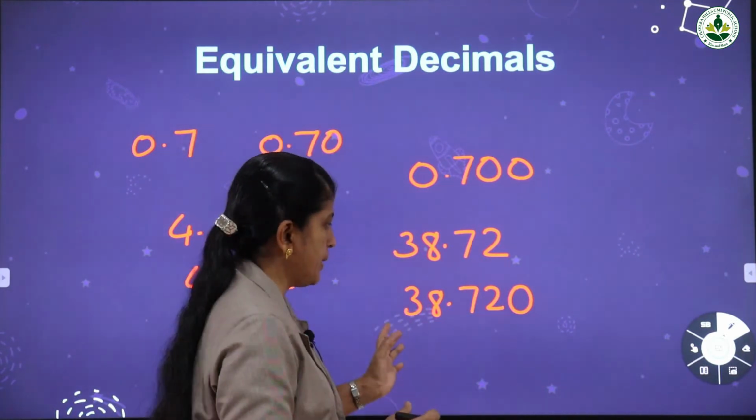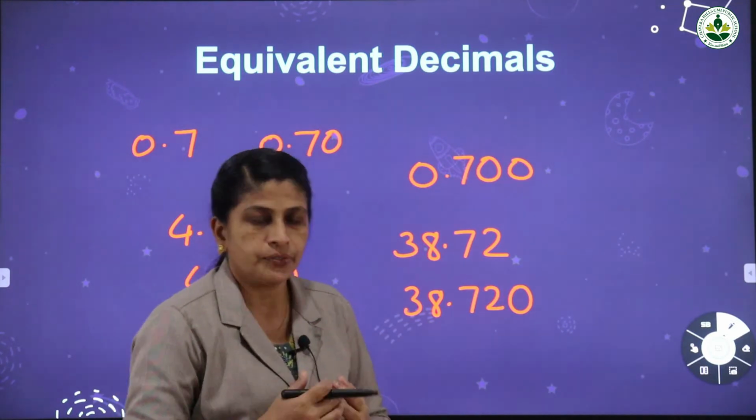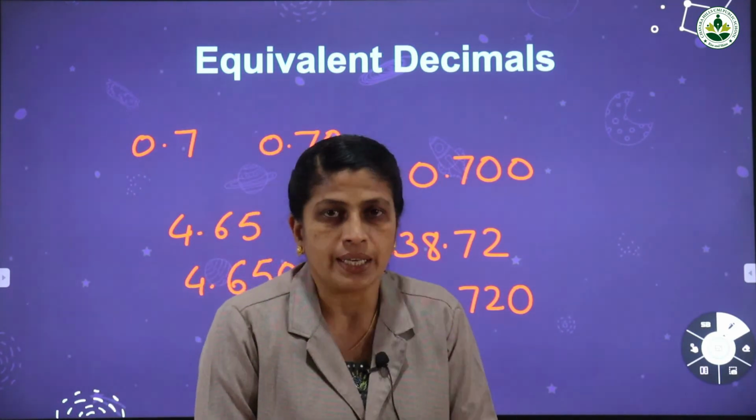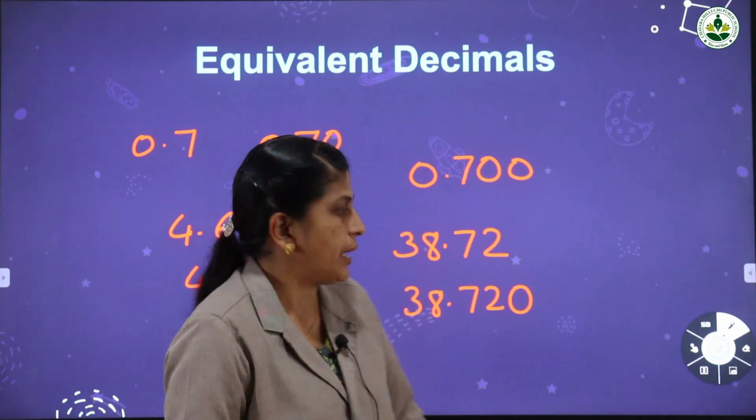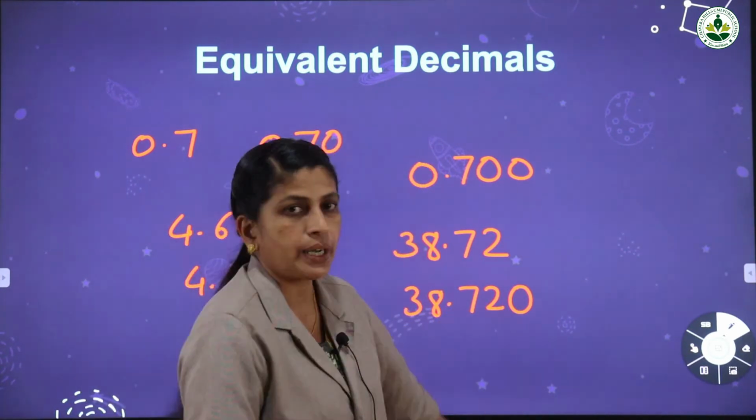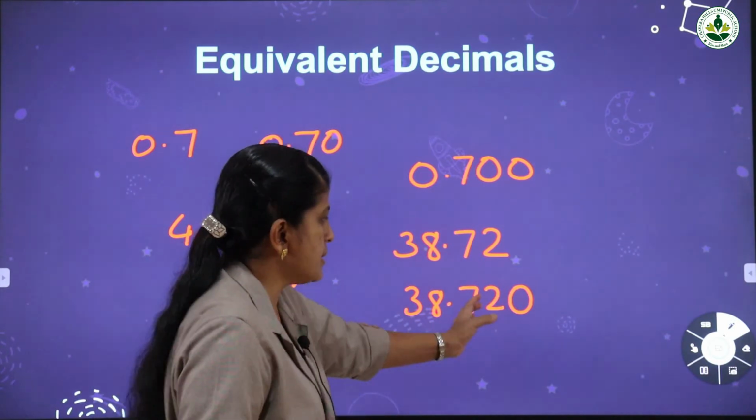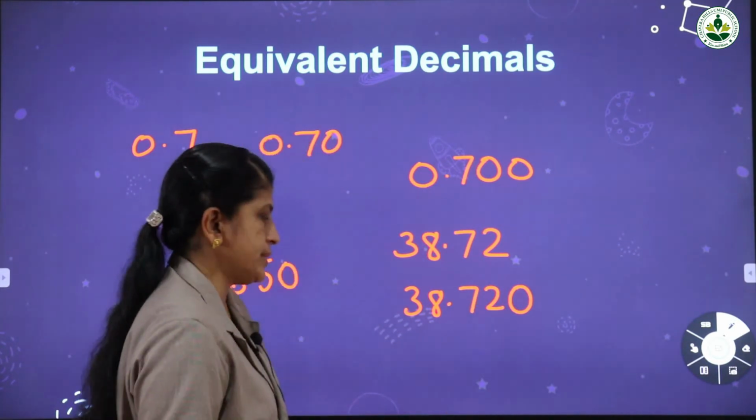Okay, in a decimal number, after the decimal point and at last, after all the digits, we can put many zeros, and that zero does not have any value. That means they are equivalent decimals.